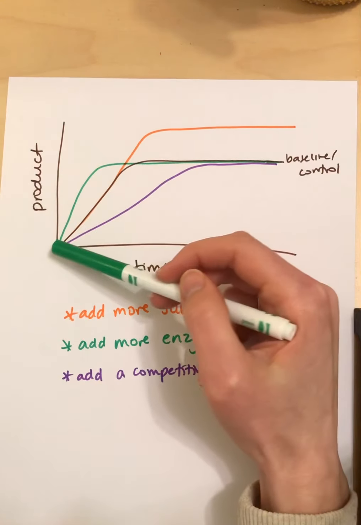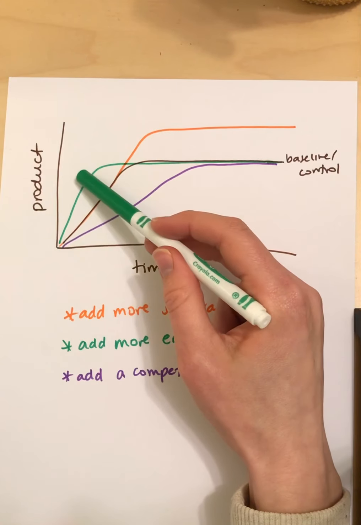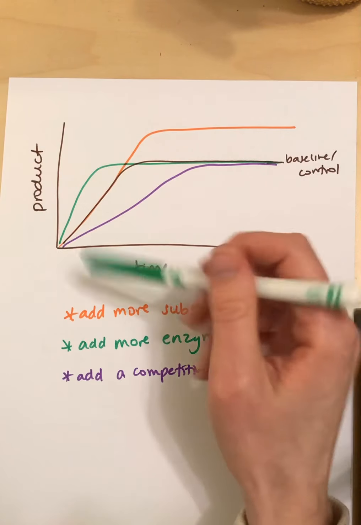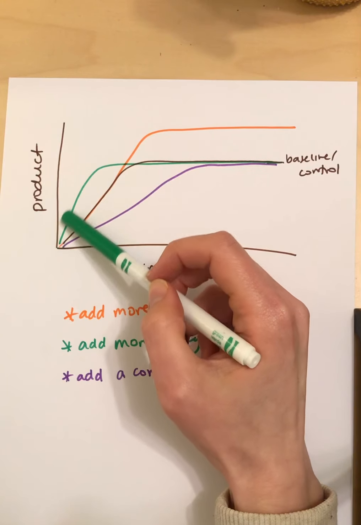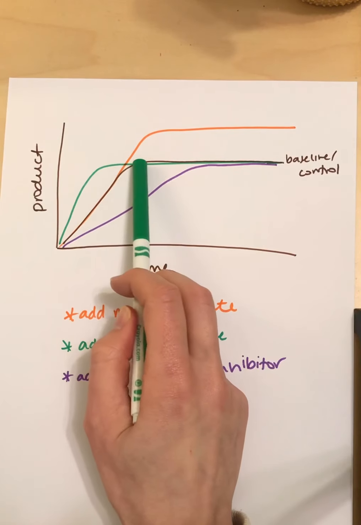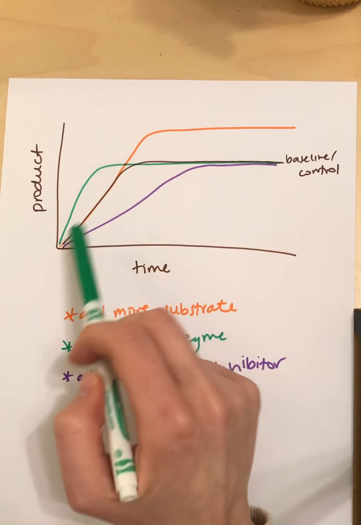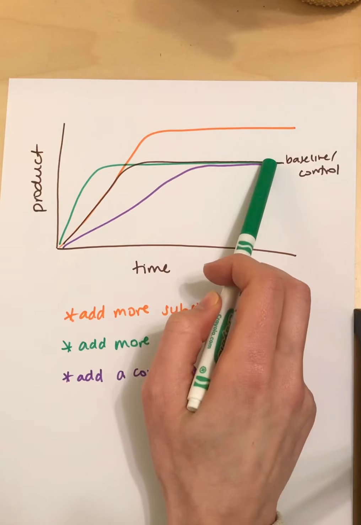If I added more enzyme, that's my green line. So you can see that the slope here is steeper. So product is being made faster. And that makes sense because if there's more enzymes to break down the substrate or to build up the substrate, the reaction's gonna happen faster. You'll notice that it plateaus at the same place though. We didn't change the amount of substrate. It just is faster to get to that amount of product.